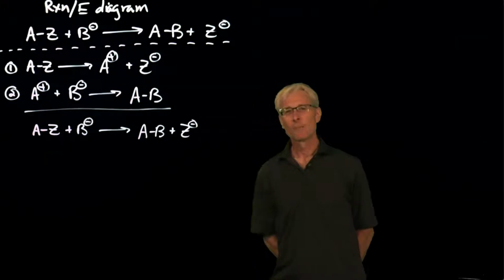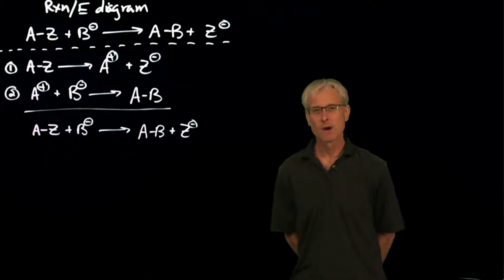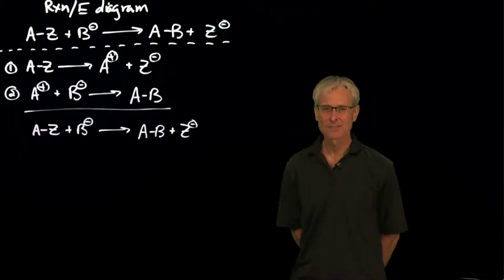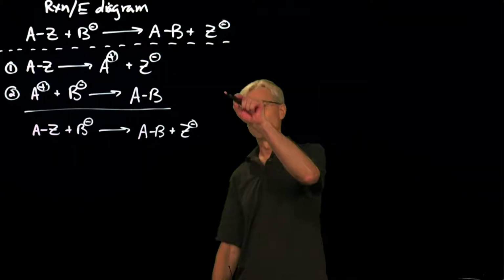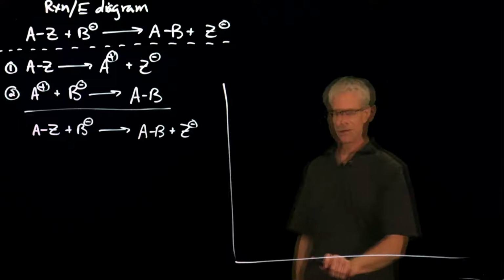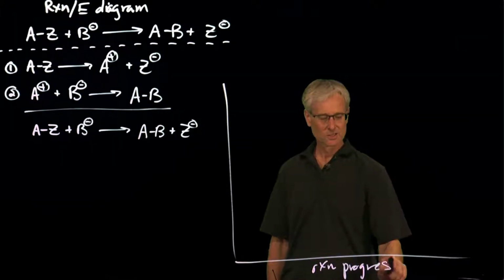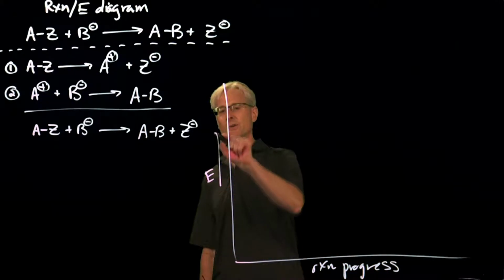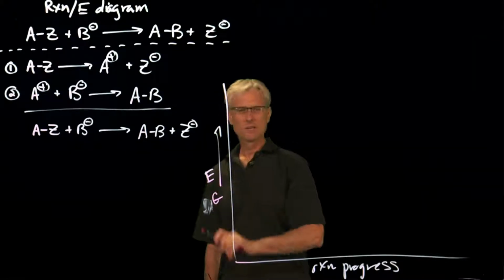All right, so we have a hypothetical reaction, AZ plus B minus goes to AB plus Z minus, and we've explored something about the thermodynamics for that reaction and something about the kinetics of that reaction. We're ready to draw a reaction energy diagram. So in our reaction energy diagram, we're going to have reaction progress on one axis. You may have called that the reaction coordinate, that's fine. And then energy increasing on another axis, maybe that's G, free energy, maybe.